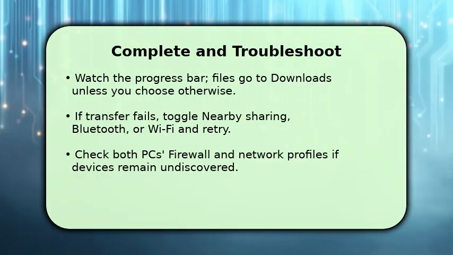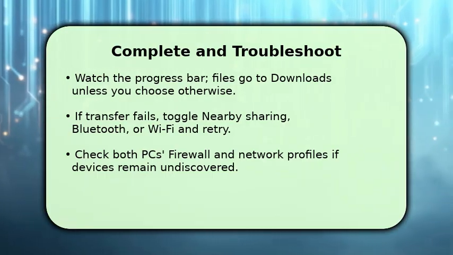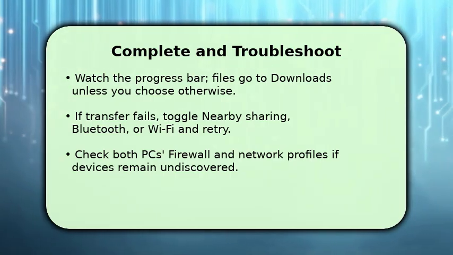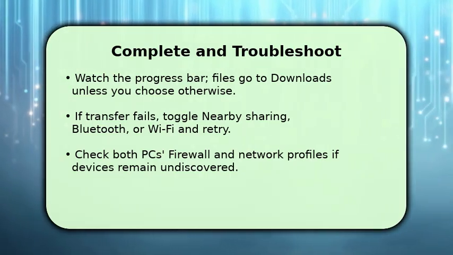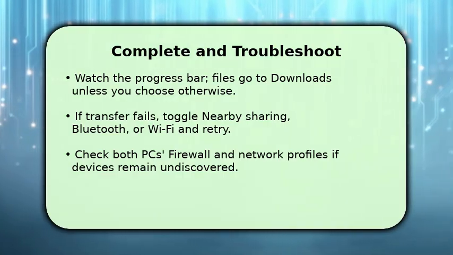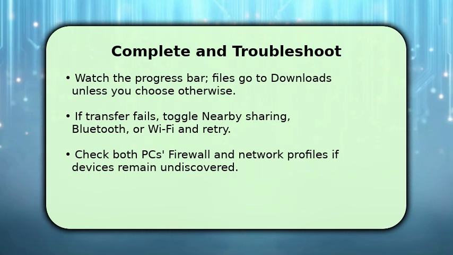If the transfer fails, first toggle nearby sharing off and back on, then restart Bluetooth or Wi-Fi. Simple resets often restore discovery. If devices still can't see each other, make sure both PCs are on private networks and review firewall settings to permit file sharing. Finally, retry with a small test file to validate the fix.